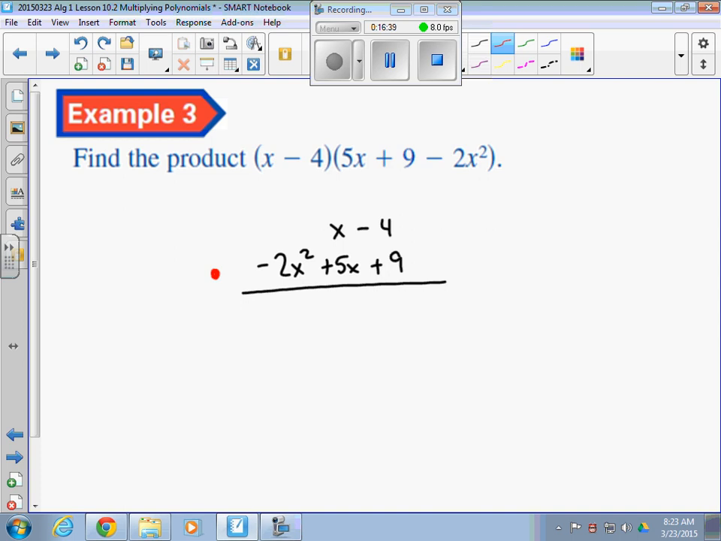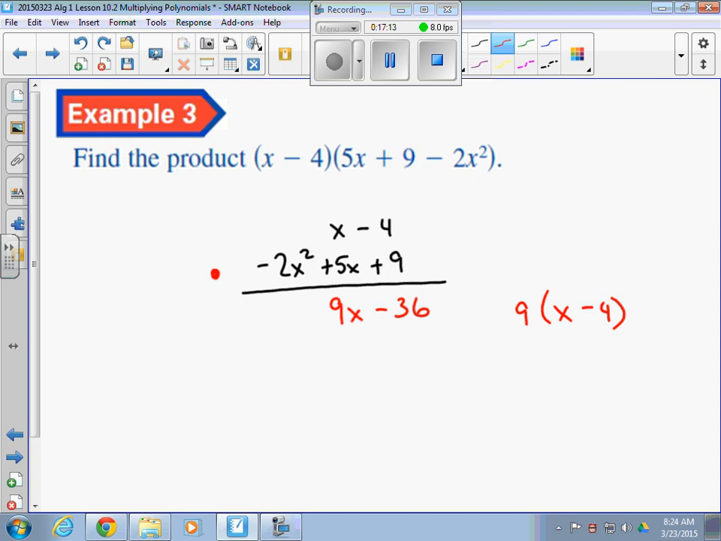Okay, for this one, just like the example we saw, we have a binomial multiplying by a trinomial. So the first thing you want to do is stack them on top of each other in standard form. Make sure everything in the trinomial multiplies by everything in the binomial. So for the first one, 9 is going to multiply by x minus 4. So 9 times x we know is going to be 9x, and 9 times negative 4 is going to be negative 36.